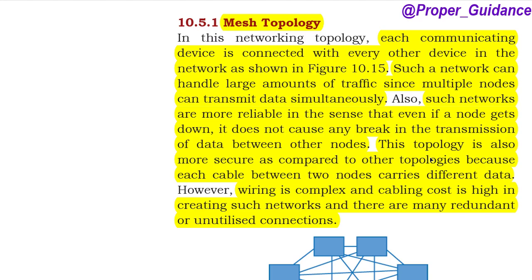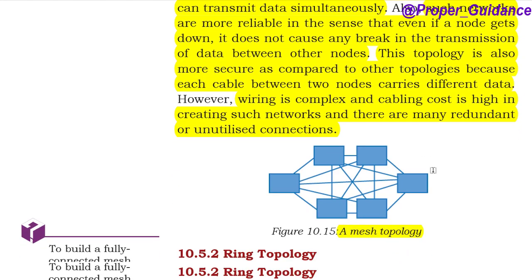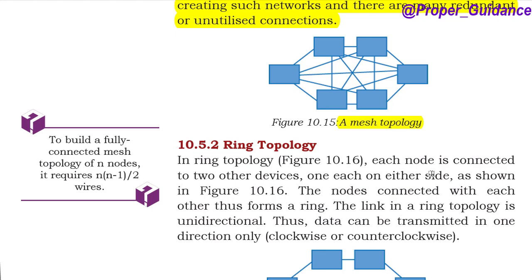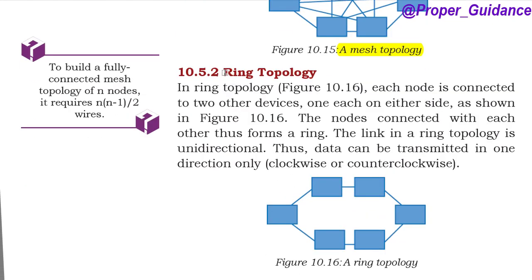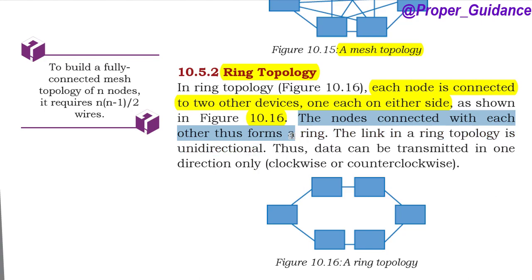So this is our mesh topology, point-to-point connection for each device. Clear? This is the gist of this topology. Now, next one is ring topology. Ring topology, as the name implies, each node is connected to 2 other devices, one on either side, as shown in figure 10.16. You can see it just looks like a ring. The nodes connected with each other thus form a ring.